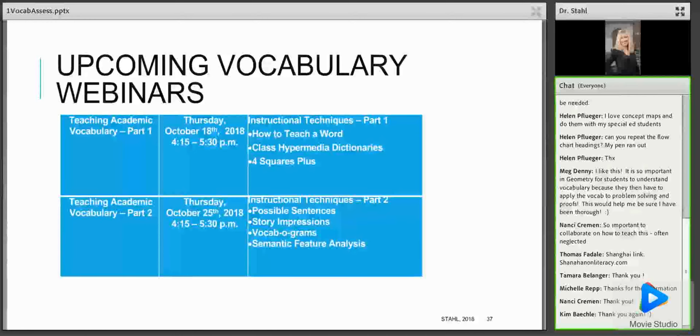October 18th will be how to teach a word. I'm going to give you 2 different ways to provide explicit instruction of a word. We're going to talk about hypermedia dictionaries, and everybody uses that Frayer model with the 4 squares, but I have some additional ideas to add to that 4-square model. Then on the following week, the 25th, we're going to use possible sentences, story impressions, vocabograms, and semantic feature analysis.